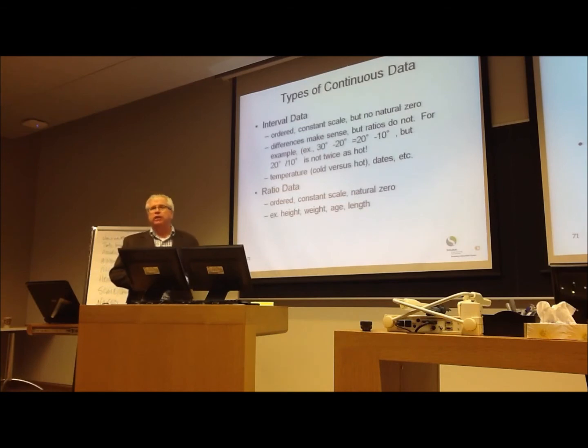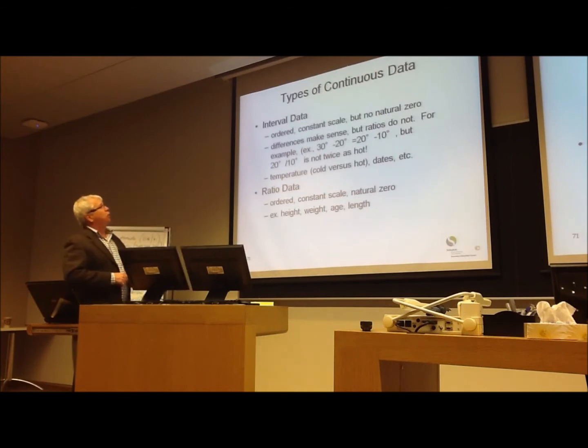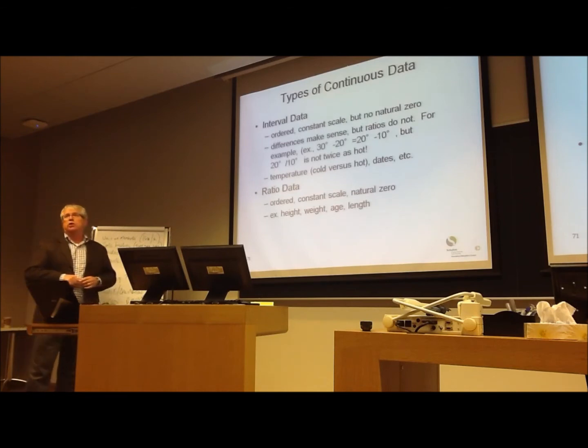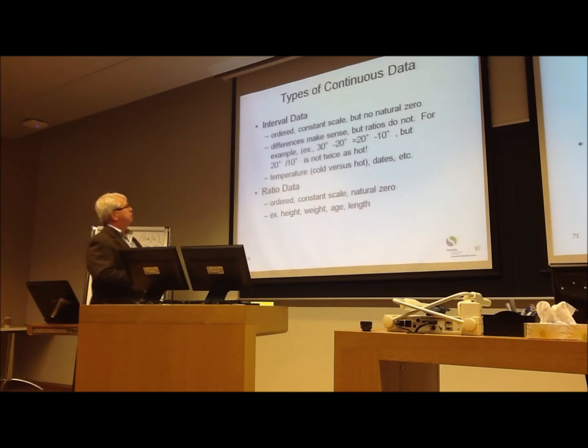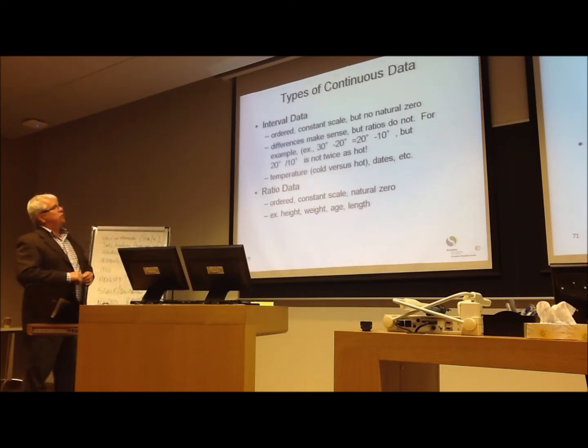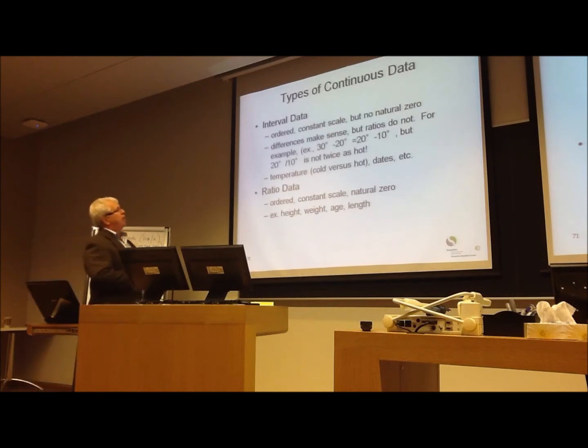Interval data, so continuous world, interval data. It's ordered, it's a constant scale, there's no natural zero. So of course you can go negative, you can go positive. So temperature would be a perfect example of that as well. Differences make sense, but ratios do not. For example, 30 degrees minus 20 degrees is equal to 20 minus 10, but 20 divided by 10 doesn't mean that 20 degrees is twice as hot. That's just kind of the analogy for it that makes sense. Temperature, cold versus hot, dates, etc.